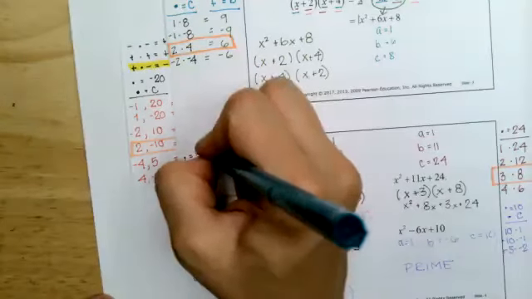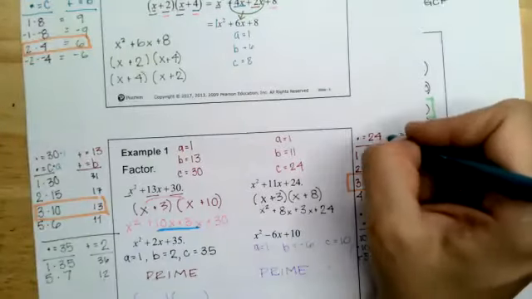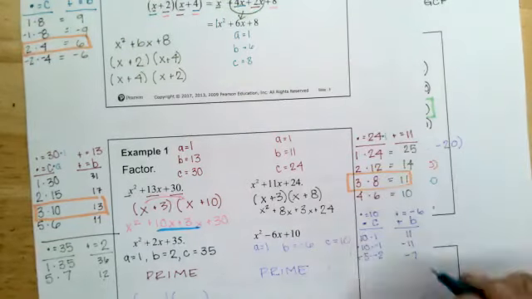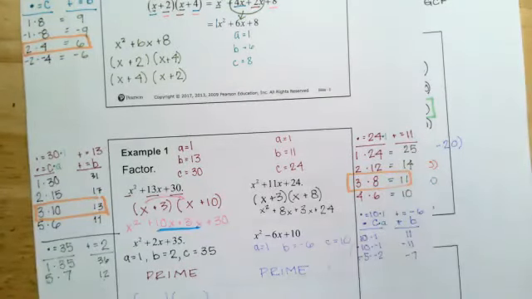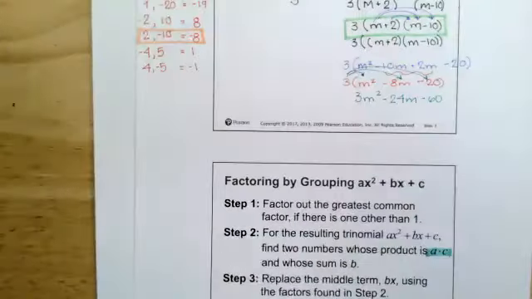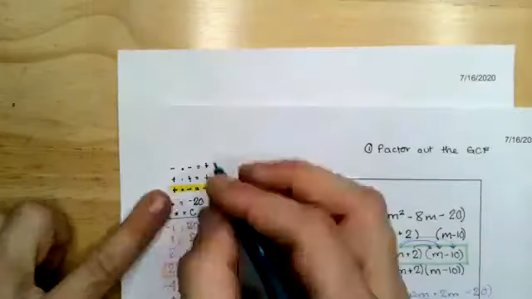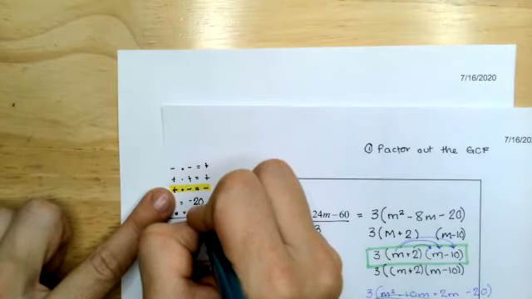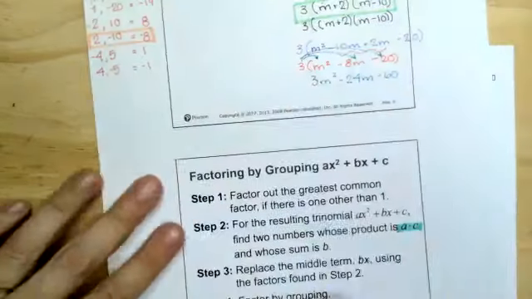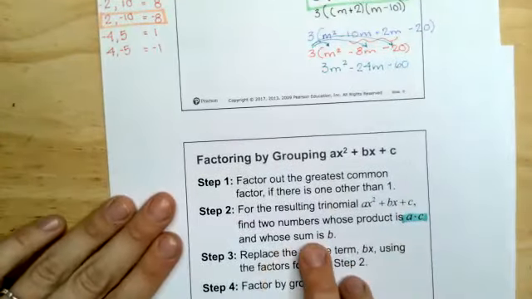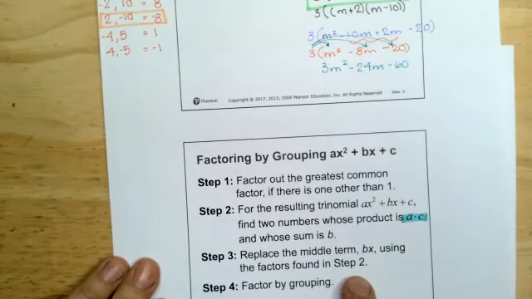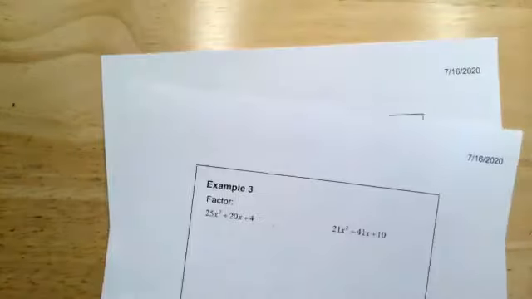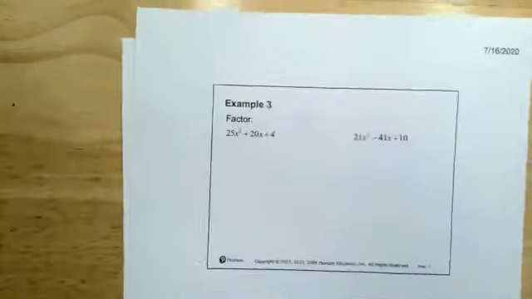It's just 30 times 1. Multiply to equal 24 times 1. Multiply to equal 10 times 1. Okay, so we're adding a step because instead of c, now it's c times a. Okay, but the sum is still b. And then we replace the middle term using the factors found in step 2 and factor by grouping. Don't worry, we're going to practice that now.